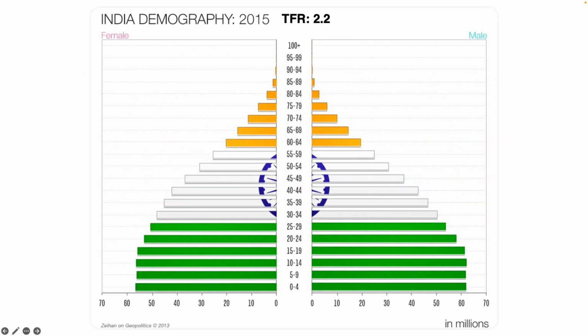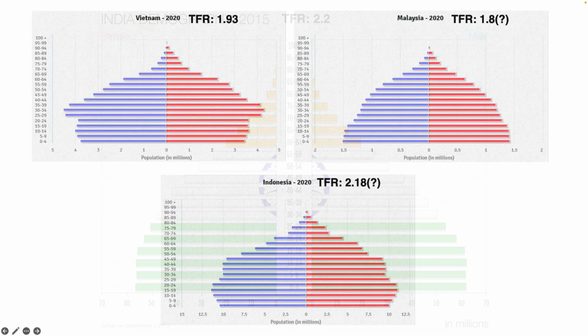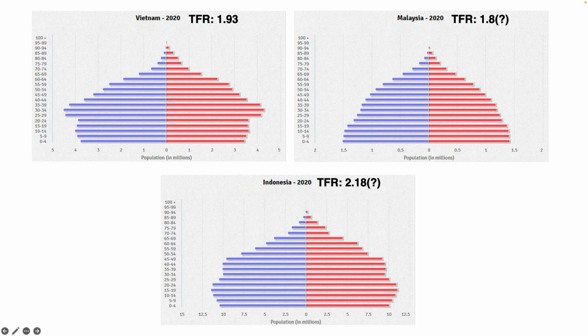So this is India in 2015. It is one of the few large countries that has a replacement TFR rate. However, you can see there's a drop-off starting at about 20 years of age, which in 2024, it's 30 years old. Remember the concept of the demographic dividend. India might actually have one in the coming years. Southeast Asia isn't doing all that great either, but it's better than many places with a TFR of around 2.